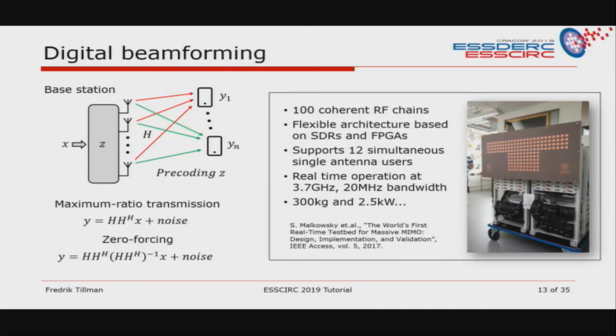We have an example here from academia. This is a test bed at Lund University that they have been running for a few years now. It's a 100 coherent RF element system. And it works at lower gigahertz, 3.7 gig, and they're primarily using it to understand the radio system challenges with these kind of systems. As you realize, this is super bulky. We're talking about 300 kilos, 2.5 kilowatts. You have the software-defined radios there to make maximum flexibility. But this system is the challenge for us now to bring into some commercial product, and that is the challenge.